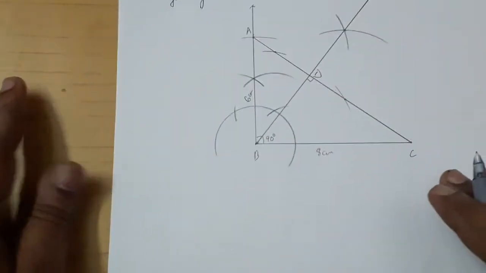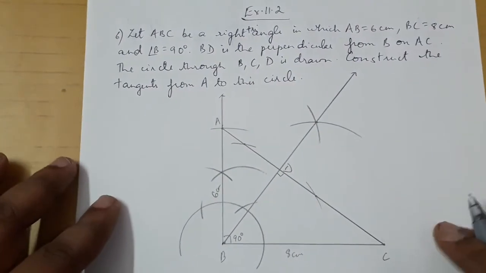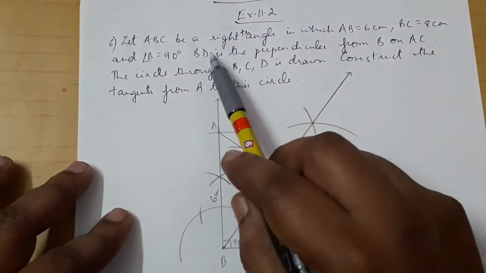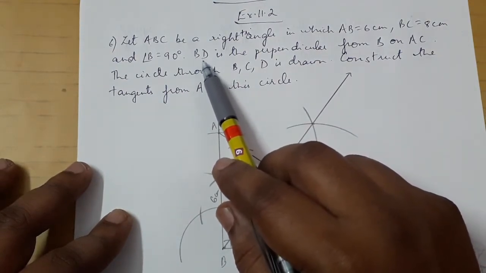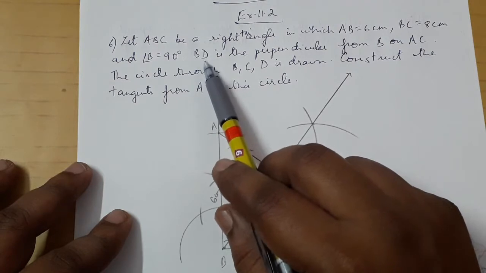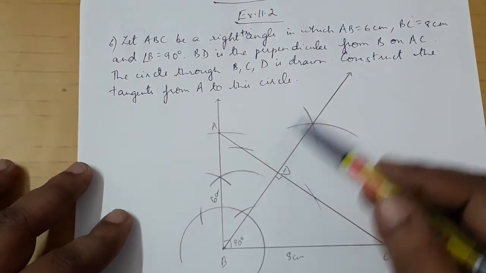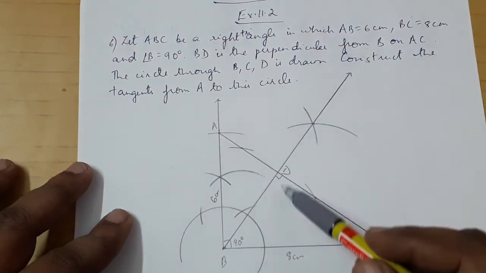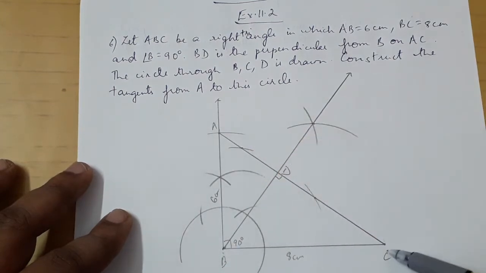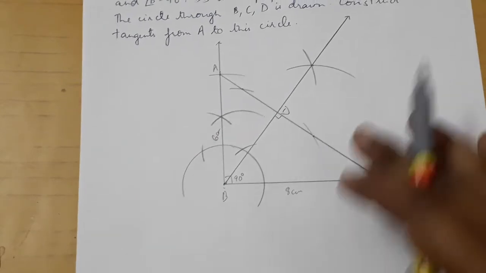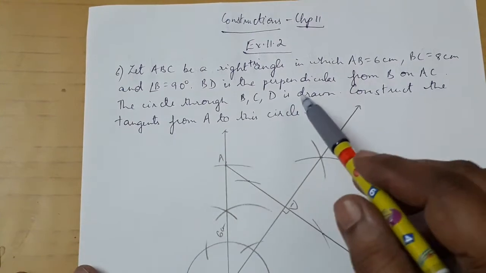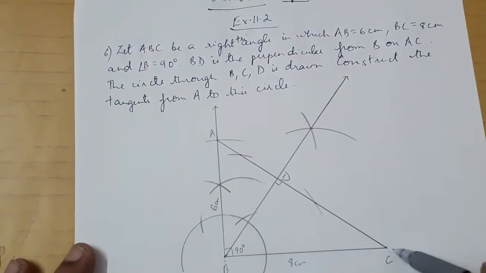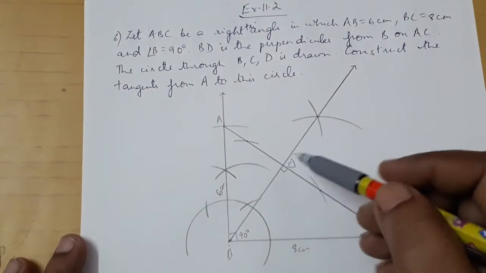So that solves what we were asked to do in our second sentence, that is, BD is perpendicular from B on AC. Next, we are asked to draw a circle through B, C and D.